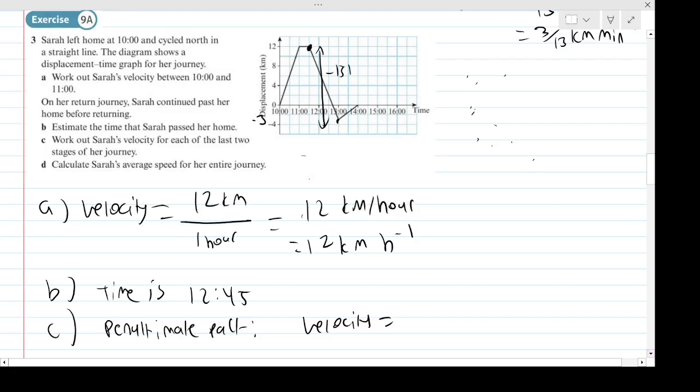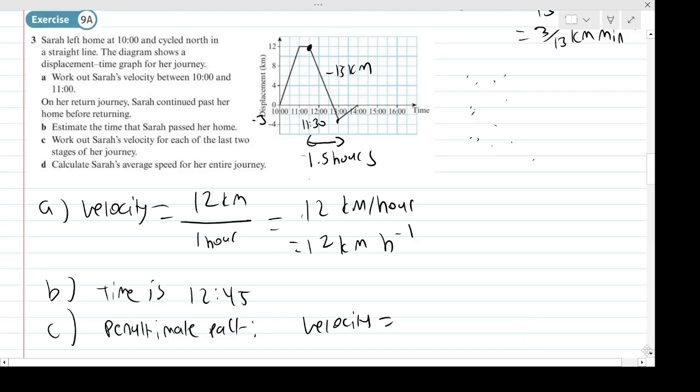Okay, and then the time. The time here would be 11:30, right? And then the end is 13:00. So from 11:30 till 13:00, that'd be 1.5 hours. Okay, from 11:30 to 1 o'clock is 1.5 hours. Hopefully you can visualize that by reading off the graph.